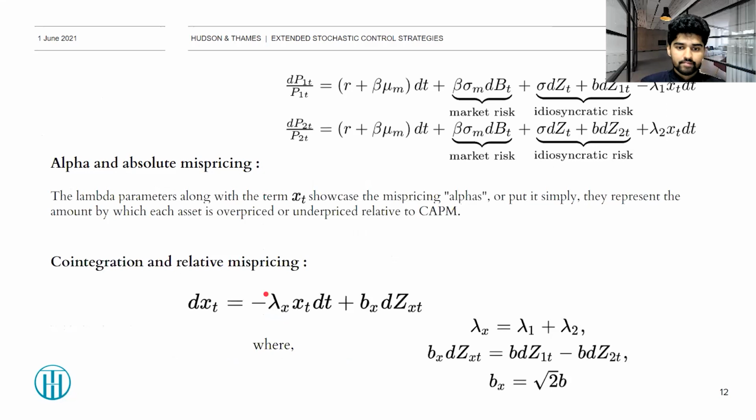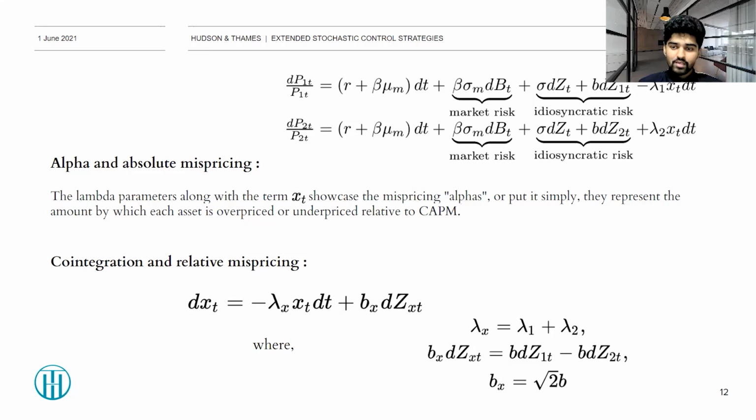So moving to the next slide, let me talk a bit about xt and the lambda parameters and how these are used. You might be wondering what these lambda parameters actually represent. These parameters, along with the xt term, represent the mispricing alphas, or to put it simply, the amount by which each asset is overpriced or underpriced relative to CAPM. This is also called the absolute mispricing of the asset. Also, they are the only source of mispricing in our model, and thus the only source of abnormal returns for our investors. Let me form some intuition behind this.